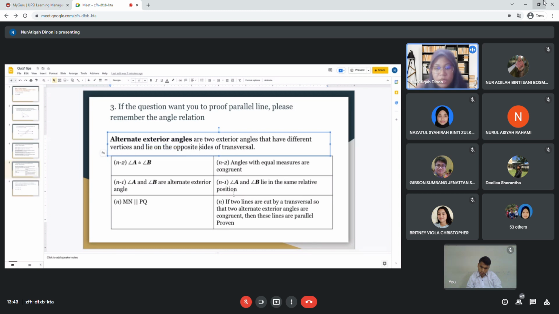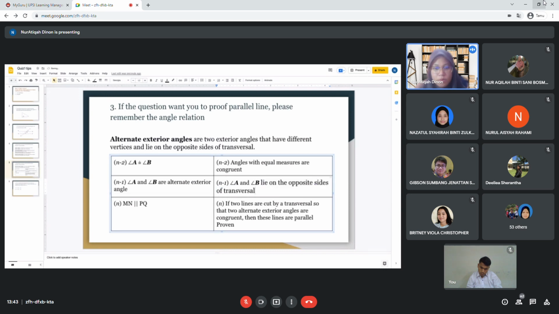Sorry, saya tersalah bubuh ni, saya terbubuh congruent pula. Corresponding angle, sorry. Yang ni lah. Sorry. So you need to put what is the definition of alternate exterior angles. Sebab step ni you kata A and B are alternate exterior angles. So you need to put what is the definition.